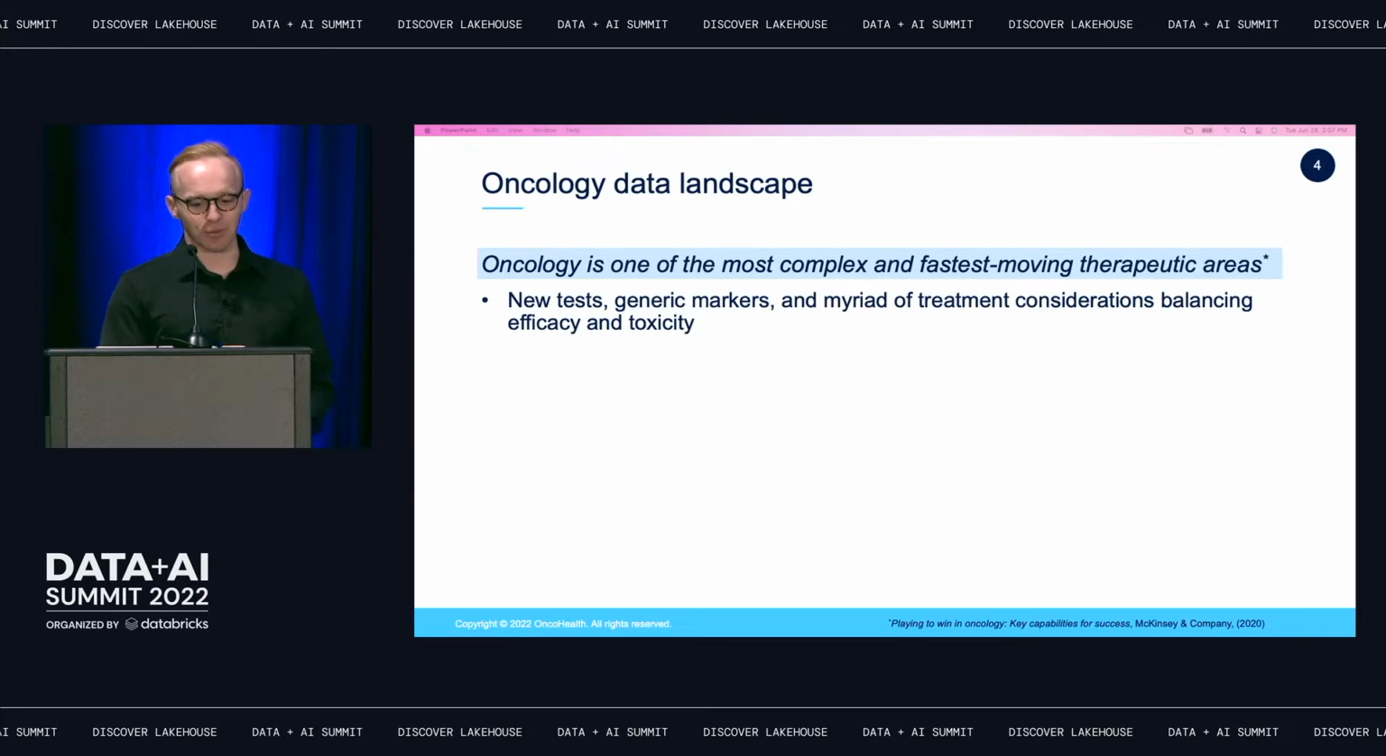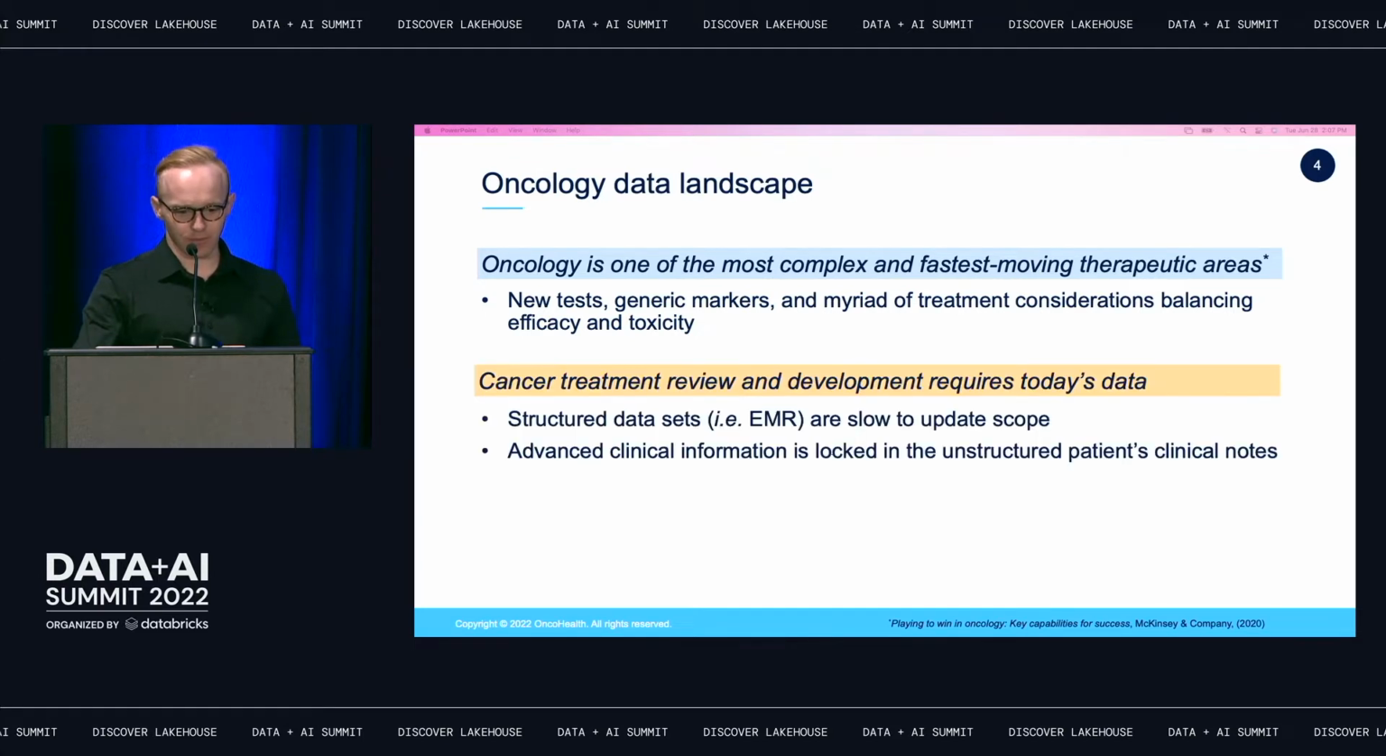Oncology is one of the most complex and fast-moving therapeutic areas, especially over the past few years with the variety of genetic targeted therapies coming to market. We have a variety of new tests, genetic markers, and treatment considerations that are being developed, sometimes introduced at conferences to oncologists. And the goal is to balance efficacy and toxicity. The treatment considerations for each oncology patient can be quite complex.